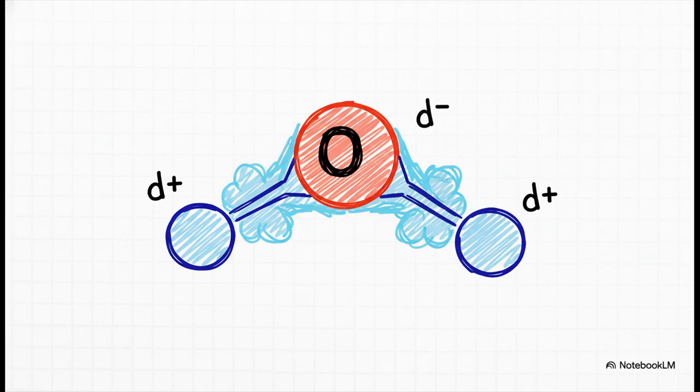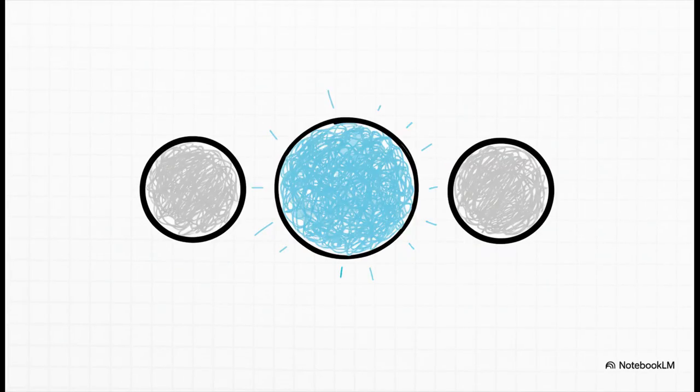This creates poles, which is why we call it a polar covalent bond. And that brings us to our last case. What if the two atoms are basically evenly matched in strength? Well, then they share the electrons pretty much perfectly equally. There's no negative end or positive end, it's just a nice even bond. And because there are no poles, we call it a non-polar covalent bond.